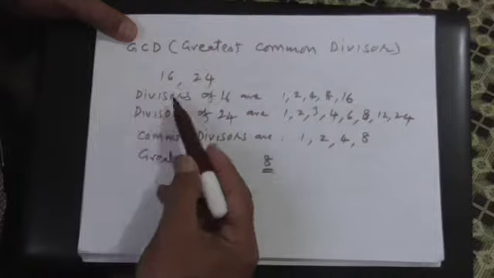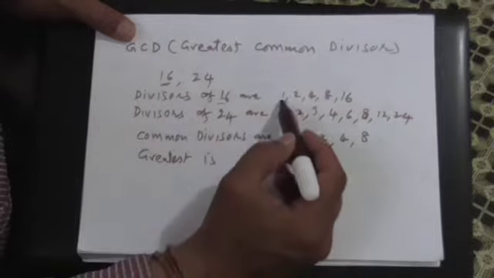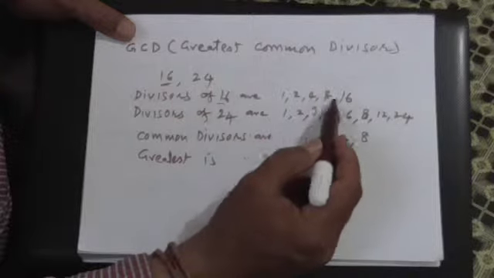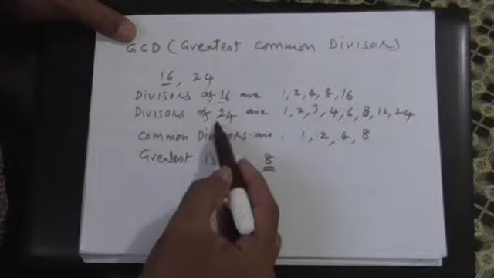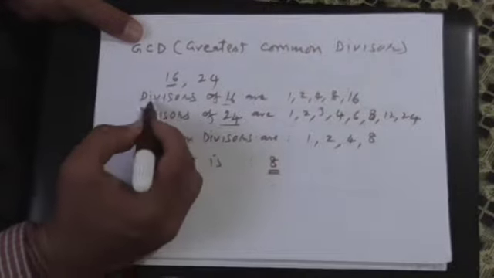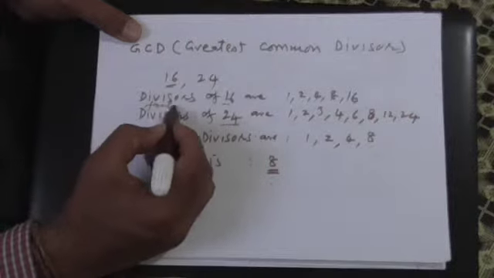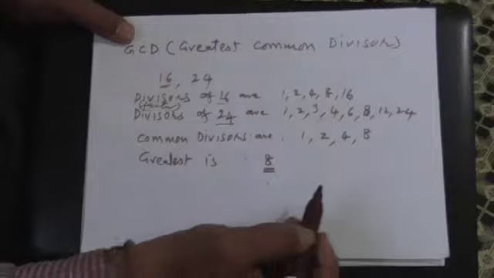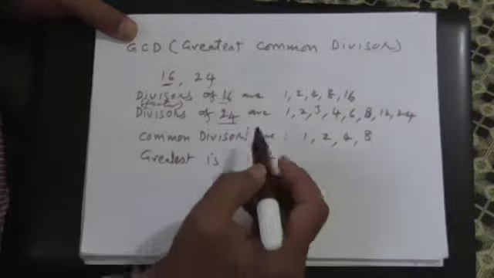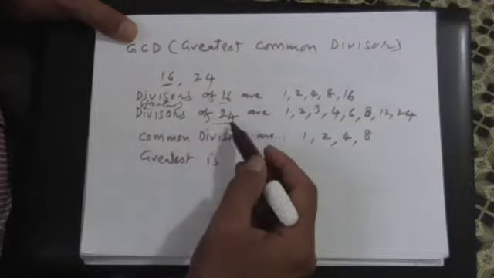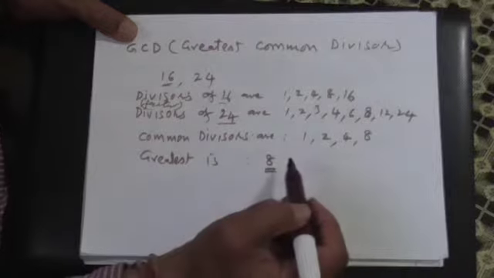If you ask what the divisors of 16 are, the divisors of 16 are 1, 2, 4, 8 and 16. And when you take the divisors of 24, divisors, or the other word, factors, but the very frequently used word for this exercise is GCD. The divisors of 24 are 1, 2, 3, 4, 6, 8, 12 and 24.